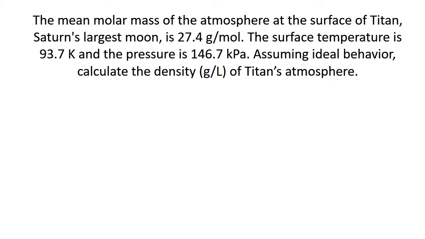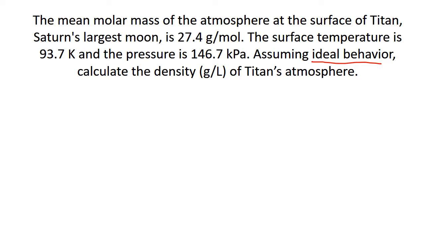So when you go through this question, you underline the important things and start making a list of the information that's given to you, so you can plan out what you're supposed to do. The mean molar mass of the atmosphere at the surface of Titan, Saturn's largest moon, is 27.4 grams per mole. The surface temperature is 93.7 Kelvin and the pressure is 146.7 kilopascals, assuming ideal behavior. So that automatically tells me gas laws. Calculate the density in grams per liter of Titan's atmosphere.